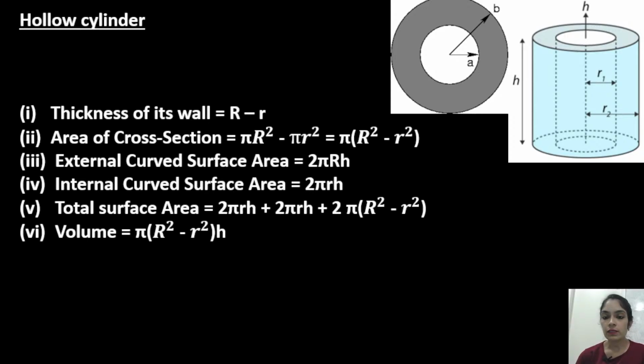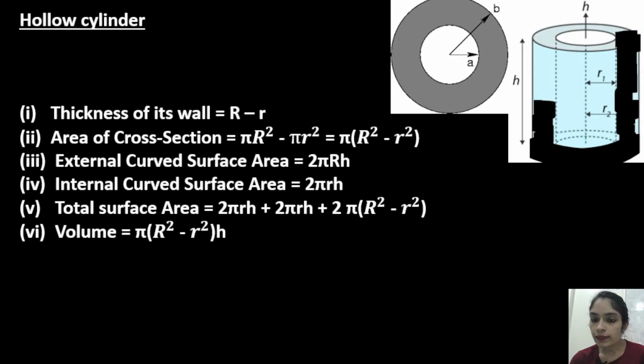The first one is the thickness of its wall. If you see this figure, from here I'll explain. In this figure you can see this is the thickness. This is the thickness of this one. Its thickness will be there. Sometimes we write it with D also. Sometimes in questions we will write it with the symbol D.